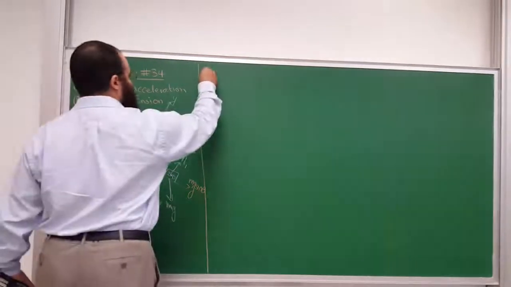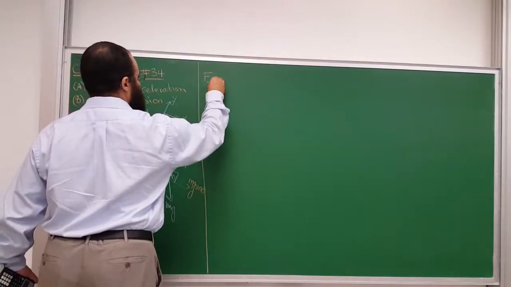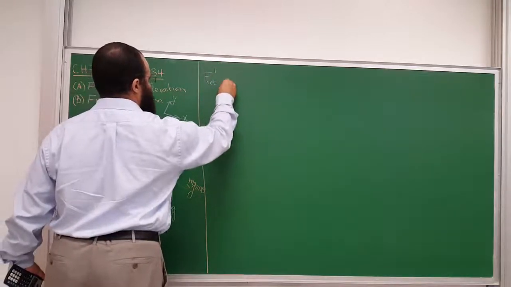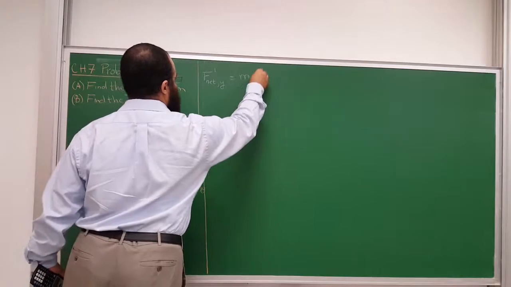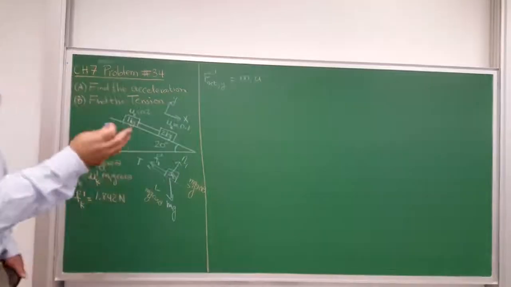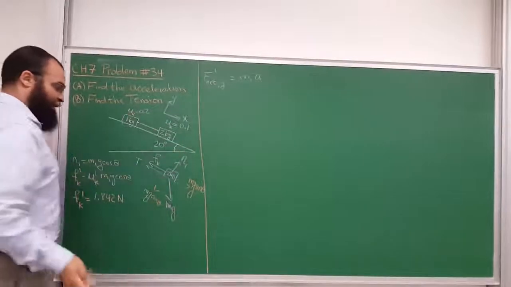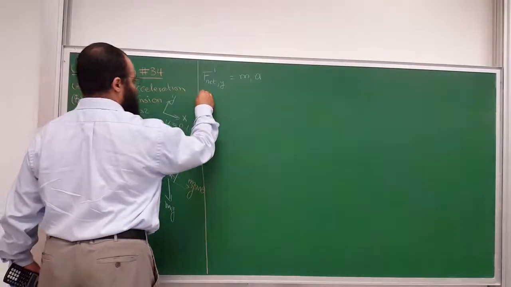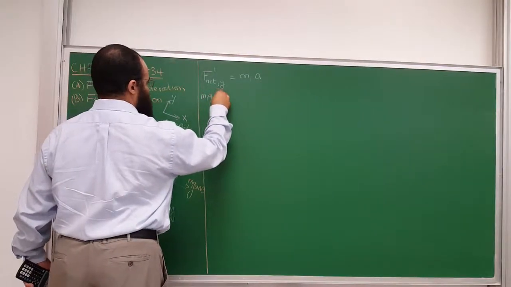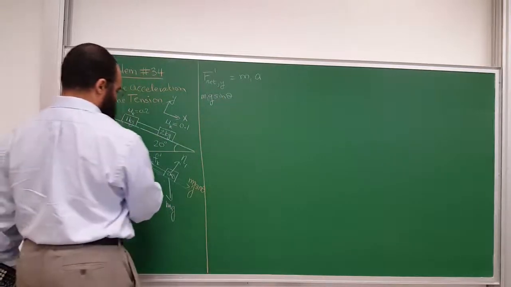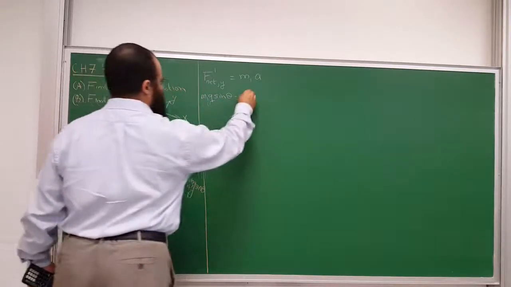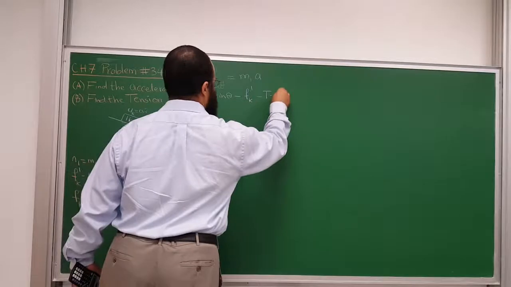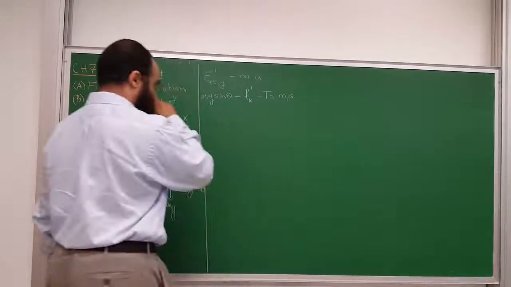So let's see. So the net force on object 1 in the x direction will equal the mass of object 1 times the acceleration of object 1. And I will not call it a1 because object 1 and object 2, they're connected. They will have the same acceleration. So I have m1g sine theta, that's down the incline, and then minus fk1, and then minus the tension, equal to m1 times the acceleration.